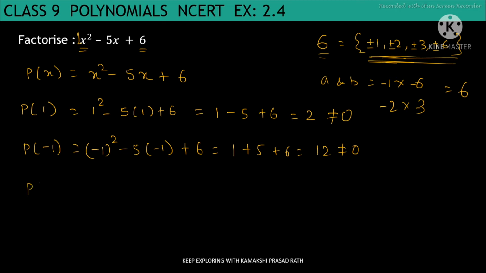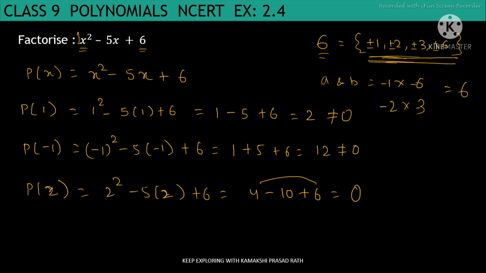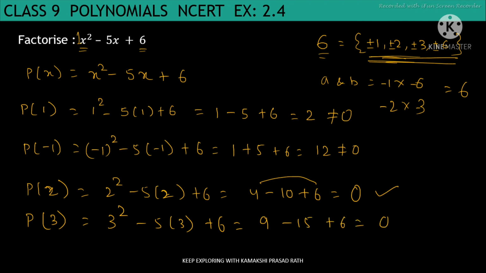Suppose we take P of 2. Now P of 2 is 2 squared minus 5 into 2 plus 6. So we get 4 minus 10 plus 6. That is 4 plus 6 is 10, 10 minus 10 is 0. So one option we got. Another one, let's try P of 3. Suppose we take 3. So 3 squared minus 5 into 3 plus 6. So 3 squared is 9 minus 15 plus 6. So 9 plus 6, 15 minus 15, we get 0.